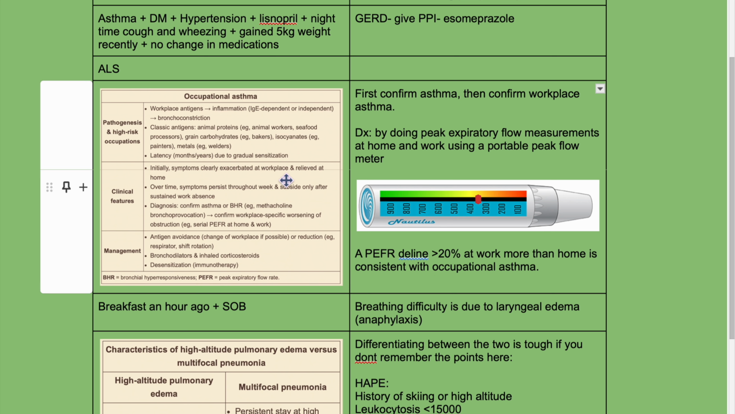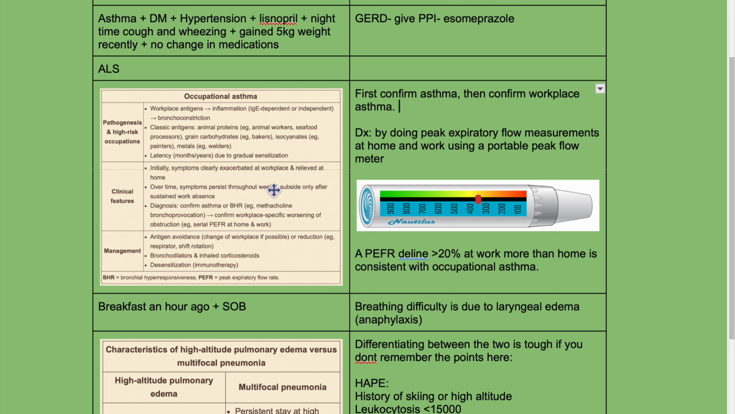So what is occupational asthma? You get a rough idea of this, but we'll go through it. Pathogenesis and high risk occupations: a workplace antigen causes inflammation, immunoglobulin E dependent or independent, then bronchoconstriction. Classic antigens: animal proteins, for example animal workers and seafood processors; grain carbohydrates, for example bakers; isocyanates, for example painters or metal workers like welders. Latency is months or years due to gradual sensitization.